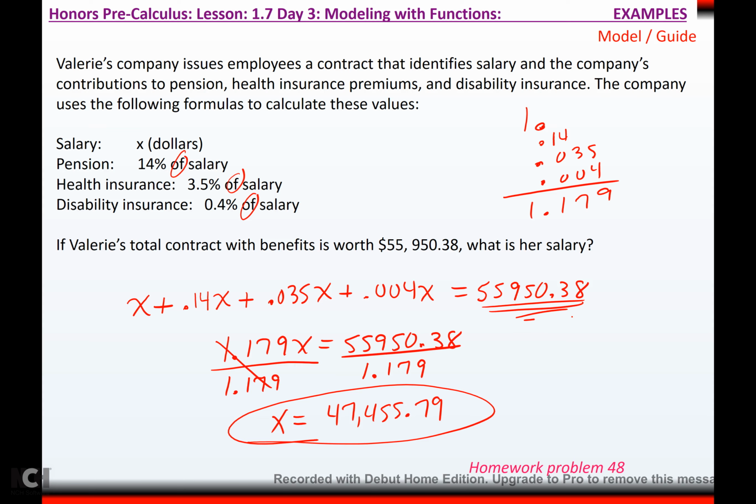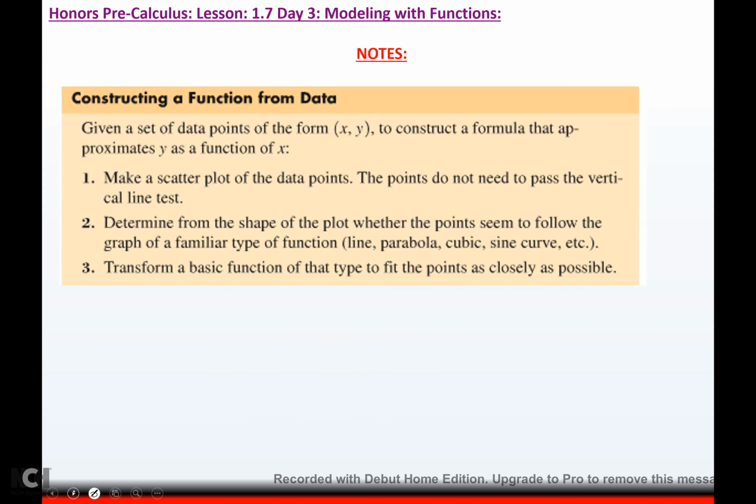The reason she gets all this is because of all of the benefits. But her actual salary is only $47,455.79.